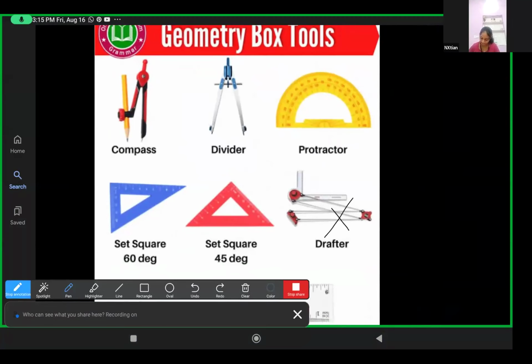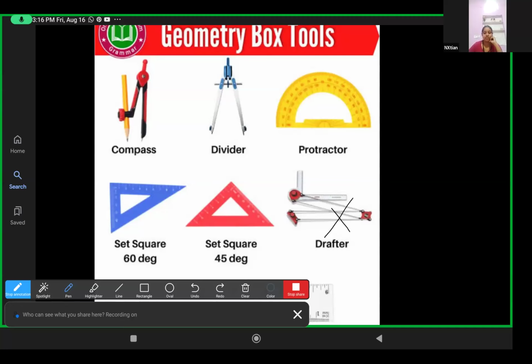Why are there two set squares? Ma'am, can I explain? Sure. So there are two set squares because when you want to draw different types of squares, if you use a set square of 45 degrees, you will get a different type of square. But if you use a set square of 60 degrees, you'll get a rectangle. But if you use a set square of 45 degrees, you'll get something like a square.